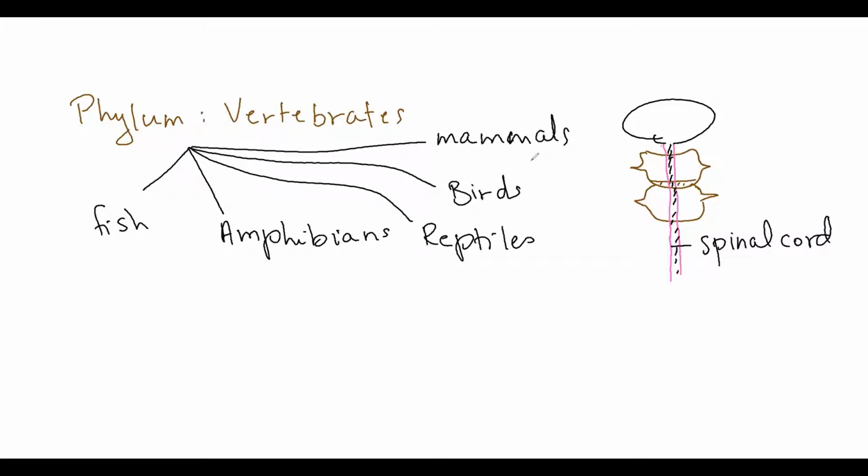Let's start with the first class, which is the fish. What about fish? There are general characteristics for the fish, and I'm going to add this picture.